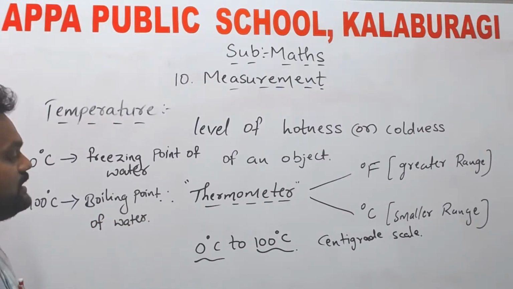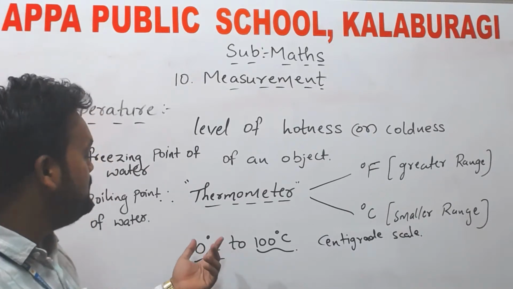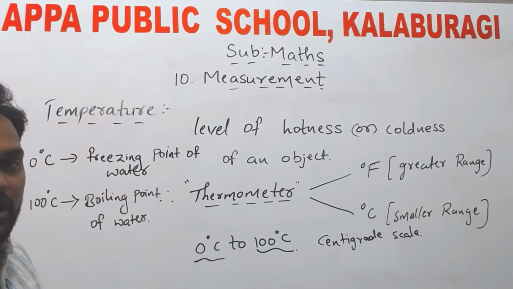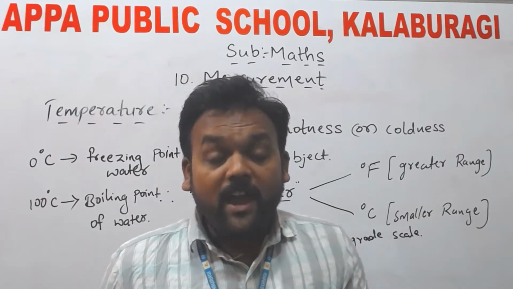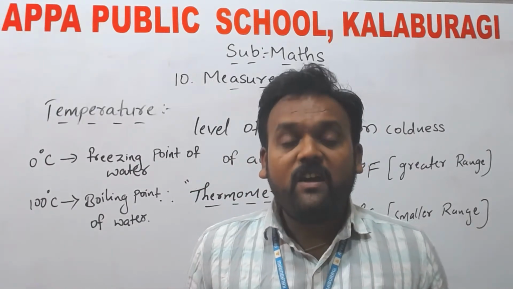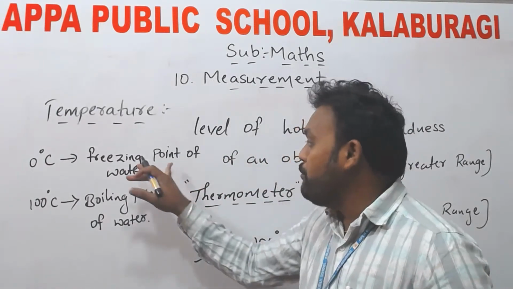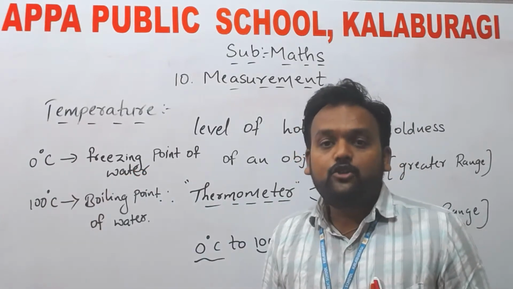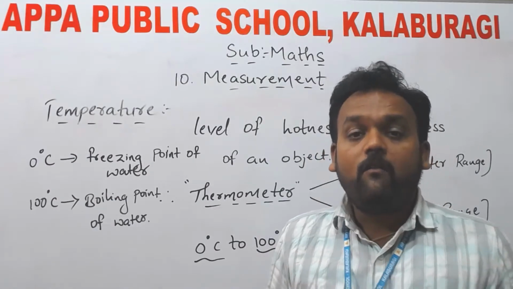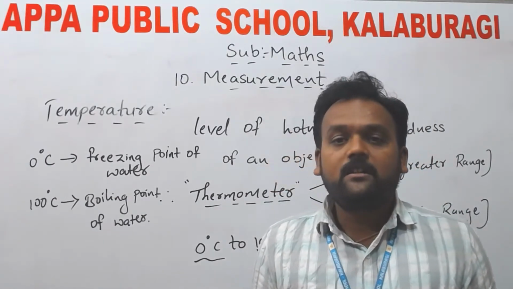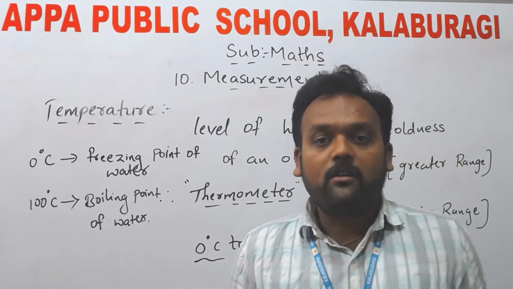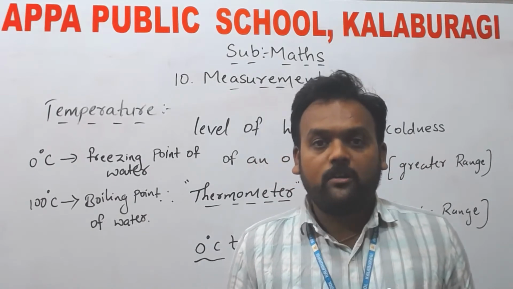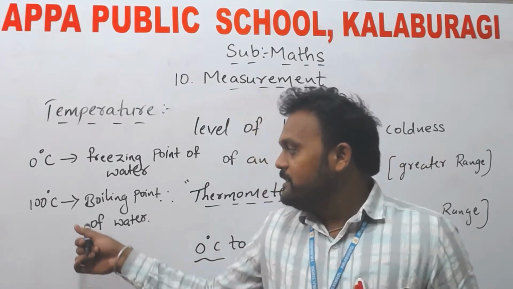Understood, students? What does this 0 degree mean? This 0 degree shows the freezing point of water. Freezing point means very, very cold. 0 degree Celsius shows the freezing point of water, whereas 100 degree centigrade shows the boiling point of water. Boiling point means it's very hot.